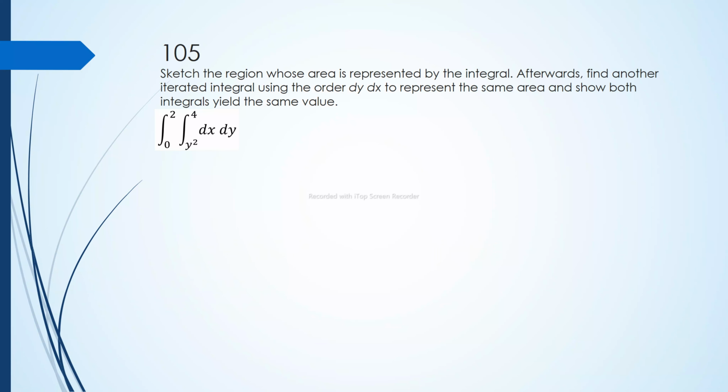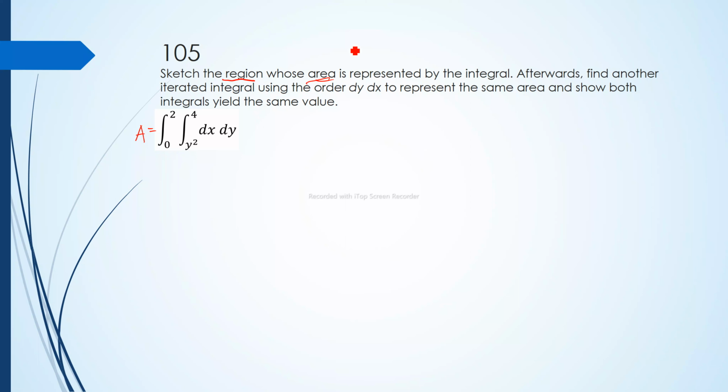Welcome. Let's proceed now with our fifth example. We are asked to sketch the region whose area is represented by the integral. It is clear here that a double integral is an area, because the lower and upper limits form a boundary of this area, and then it will form a region.